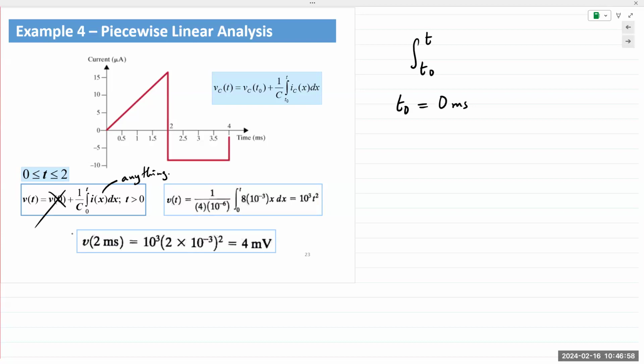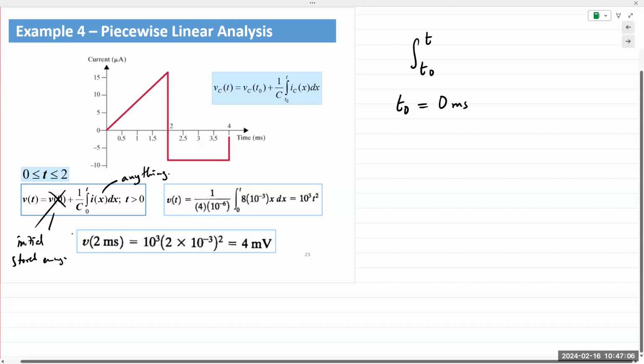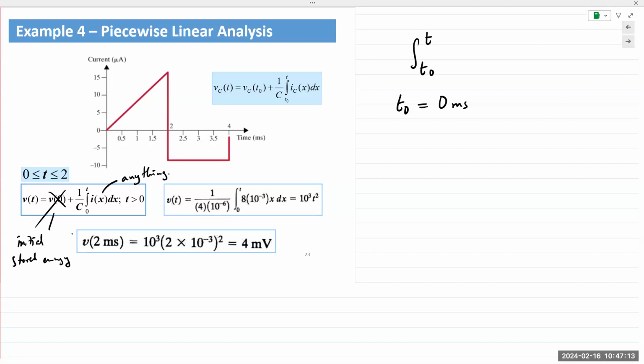So in this case, V0 specifies the initial stored energy in that capacitor. And since it's not stated, you simply assume it to be 0. So the only thing I have in here is 1 over C, which is 1 over 4 microfarads, and my equation, 8 into 10 raised to minus 3.